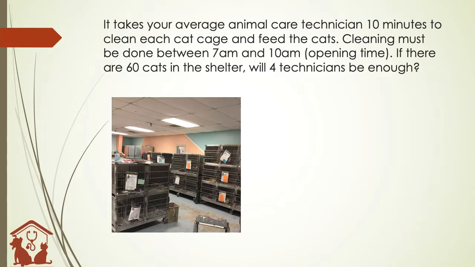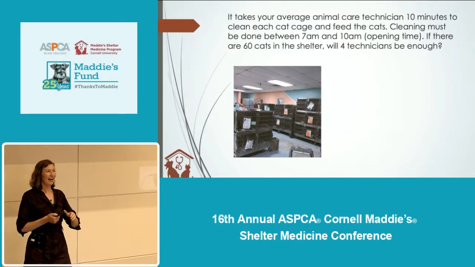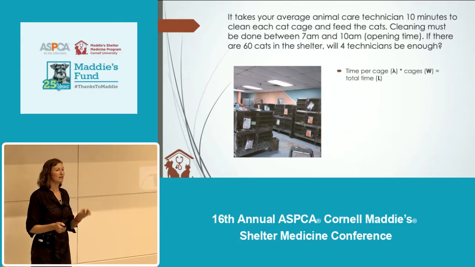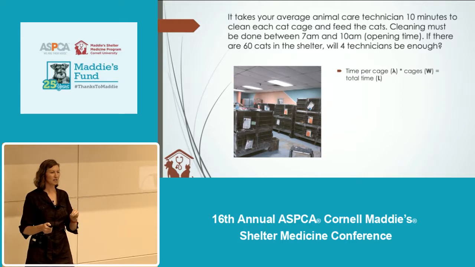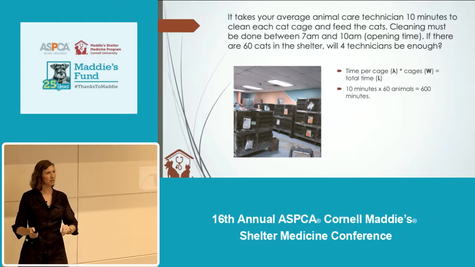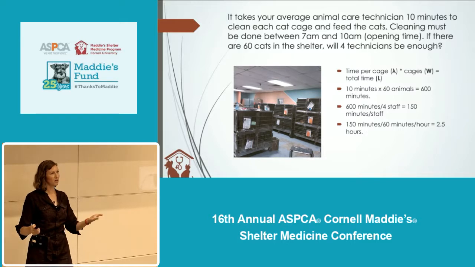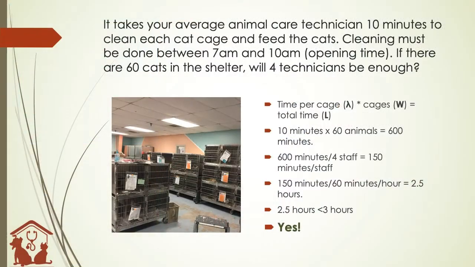Okay, so why don't you hold up your cards and tell me what you think. Okay, I have a couple of reds scattered in a sea of green. So this is great. All right, so time per cage, that's our rate, that's lambda. Cages is W, total time is L. So we have 10 minutes for 60 animals, that's 600 minutes. Everybody following me so far? Okay, 600 minutes divided by 4 is 150 minutes per staff, which is 2.5 hours per staff, which is less than 3. So yes, good job. So your staff can do this, that's great.